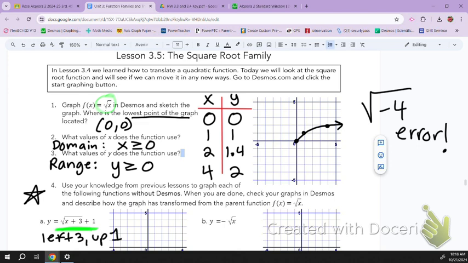Okay, and what we're going to be exploring today is some reflections. It says use your knowledge from previous lessons to graph each of the following functions. It says without Desmos, but we're going to do Desmos today. When you're done, we're going to check our graphs. So right now, I'd like you to use Desmos. We did this on Friday.